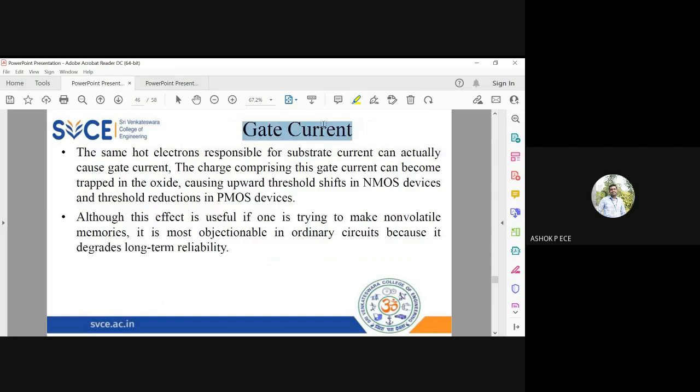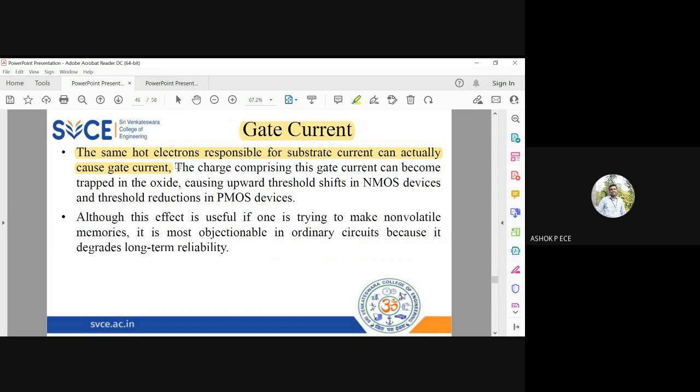So next one is gate current. The same electrons which are responsible for substrate current can actually cause gate current. So the hot electrons, because of the impact ionization, can also produce gate current. We have already told in the beginning, gate resistance is infinity. So ideally, the gate current in a MOSFET is zero.